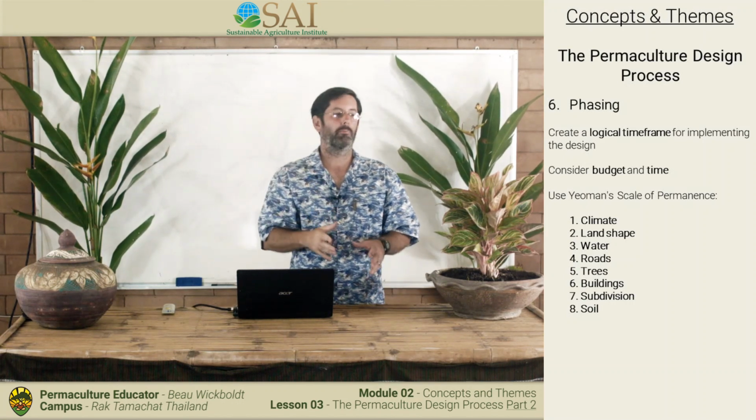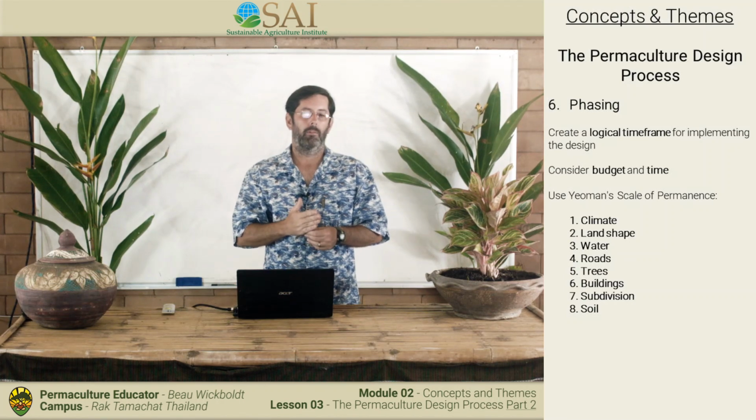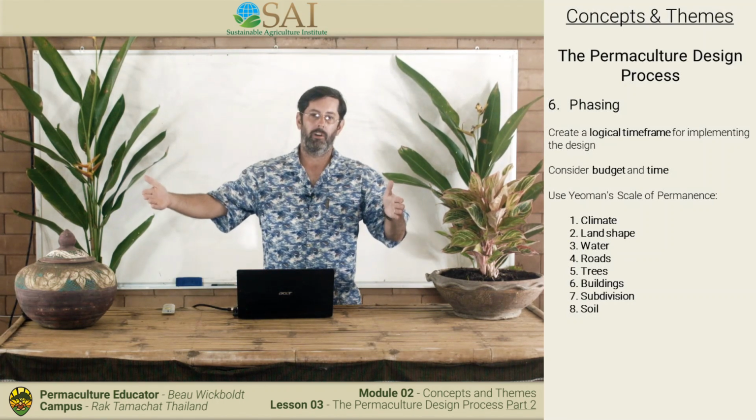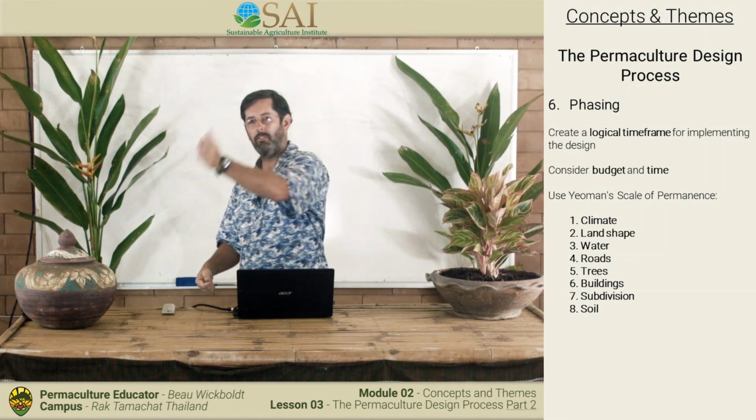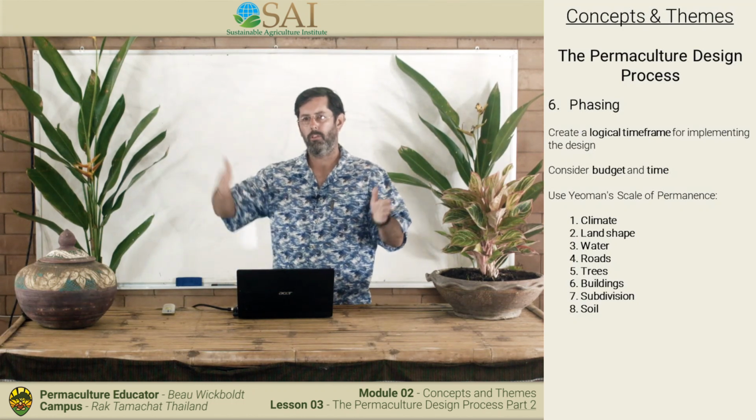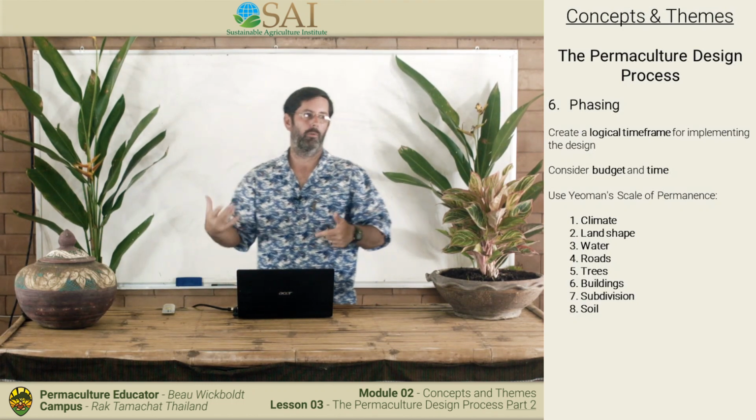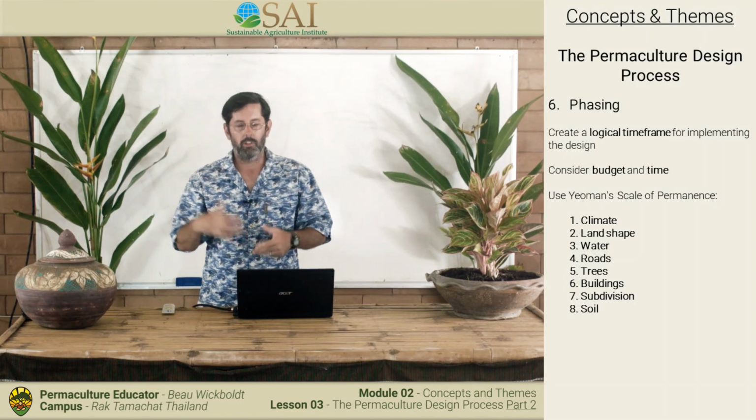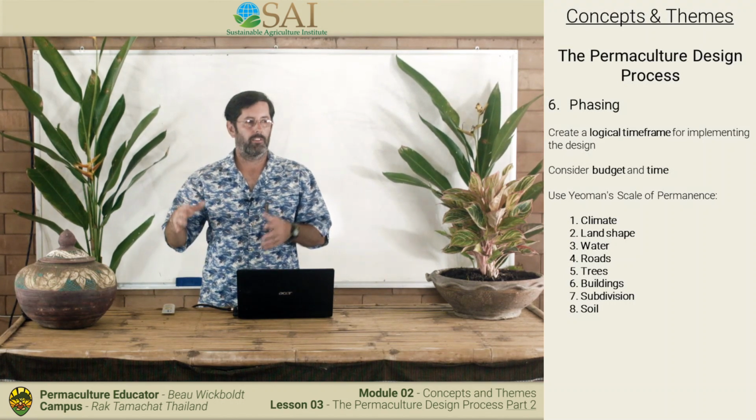Okay, so let your budget and your time be a guide. Have a longer time frame, 1 year, 3 years, 5 years. Spread the budget over those time frames, okay? It won't make it so intensive. You could use Yeoman's scale of permanence as a guide.